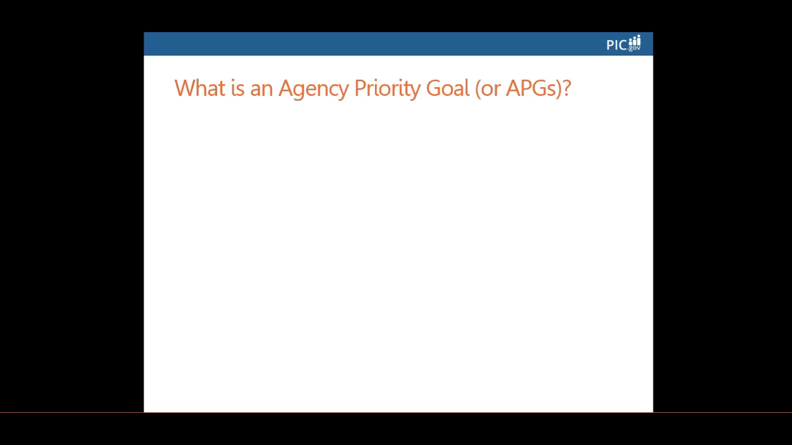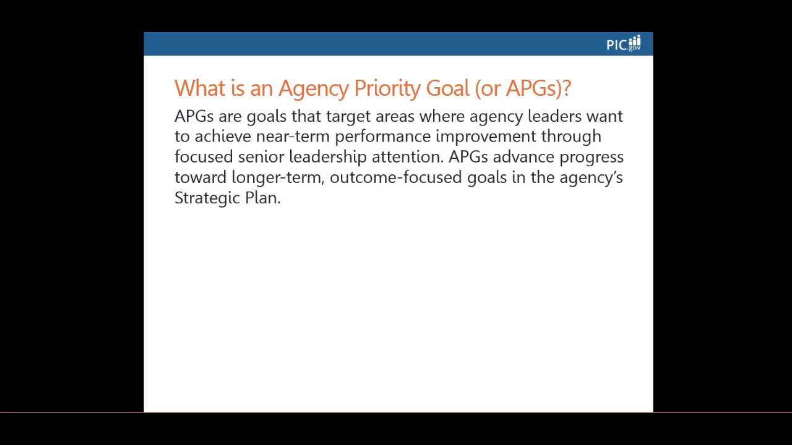What is an agency priority goal, or APG? Agency priority goals are goals that target areas where agency leaders want to achieve near-term performance improvement through focused senior leadership attention. APGs advance progress toward longer-term, outcome-focused goals in the agency's strategic plan.